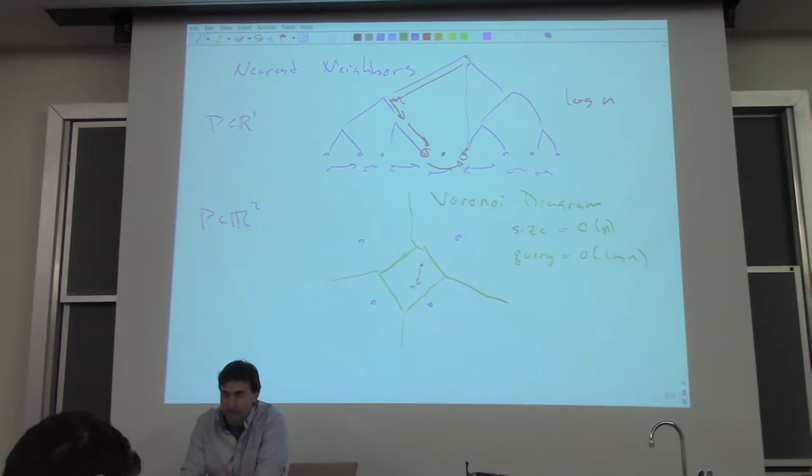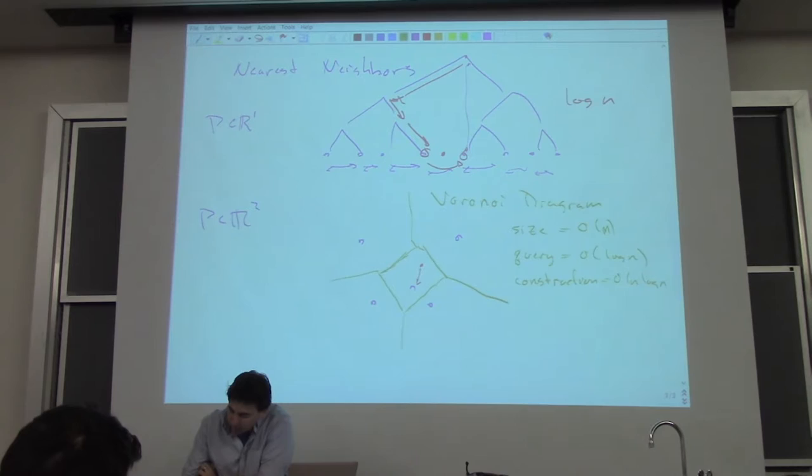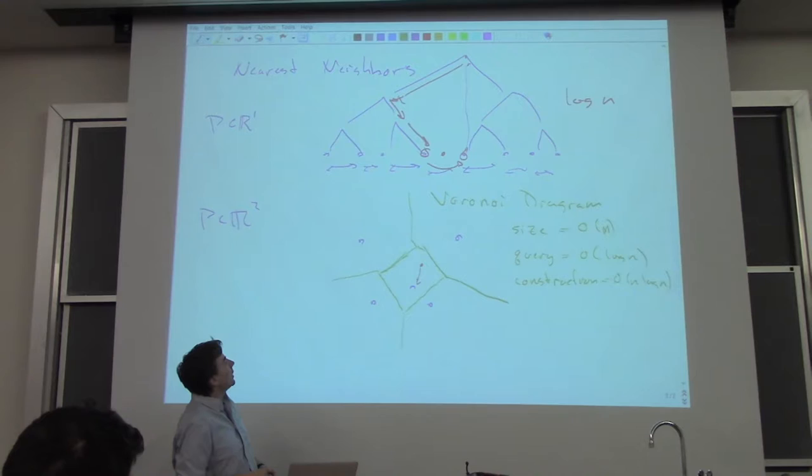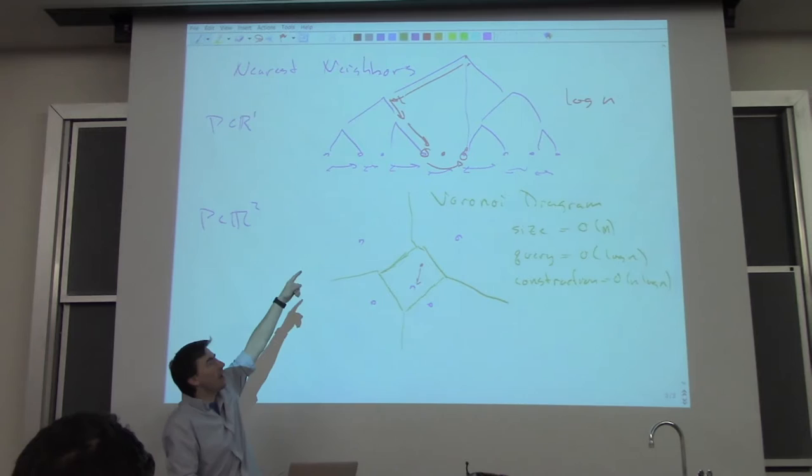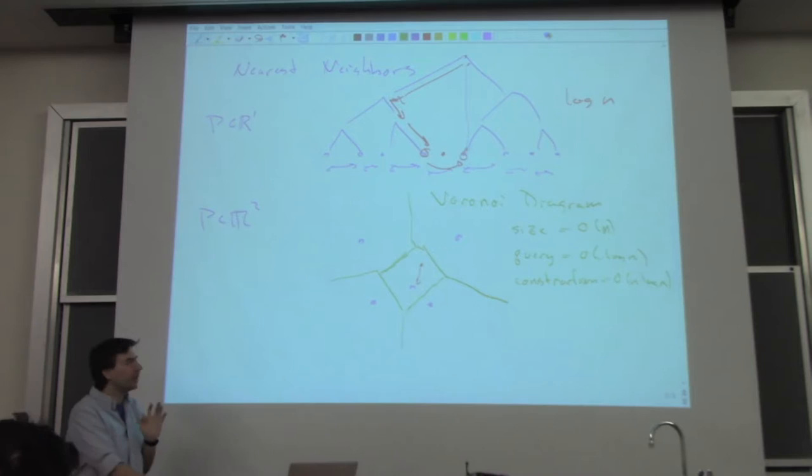And the construction is in O of n log n time. So it's as fast as sorting, which is as fast as building the binary tree. So in 2D, you can actually do these queries in logarithmic time, which was the same as in 1D, using this Voronoi diagram. If you take the computational geometry class, you'll probably learn how to actually do this.